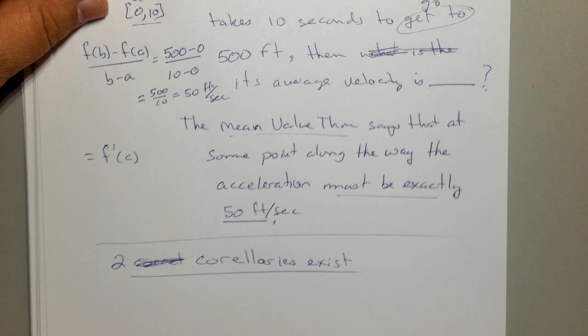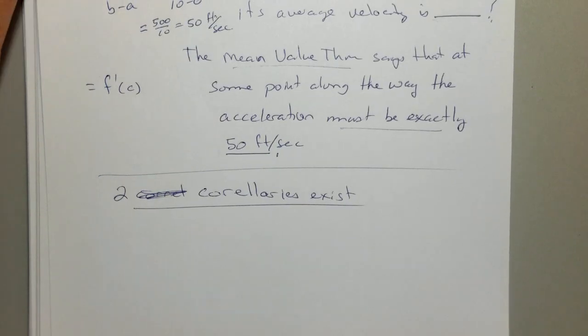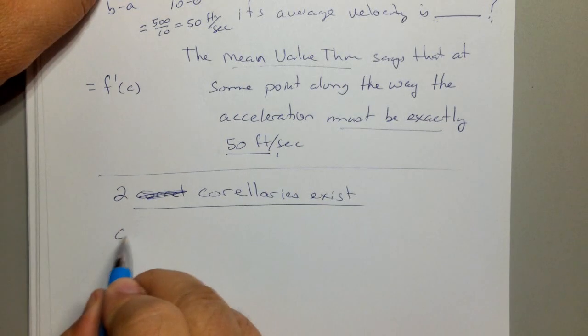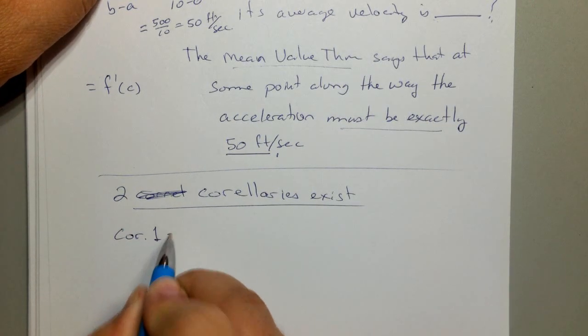What are corollaries? Corollaries to what? Corollaries to the theorem we're talking about, the mean value theorem. So there are two other instances that exist. The first one, corollary 1.